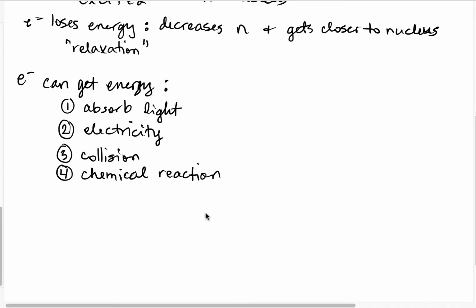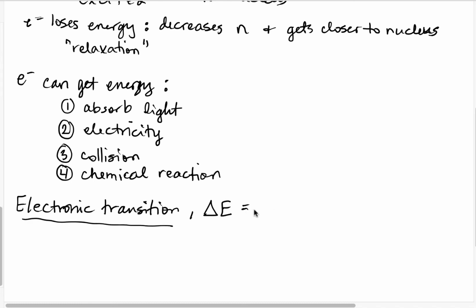So when this electron goes between energy levels, we say that it undergoes an electronic transition. And we would describe its energy as a change in energy. And it will be the final energy minus the initial energy, just like when we do change in temperature.